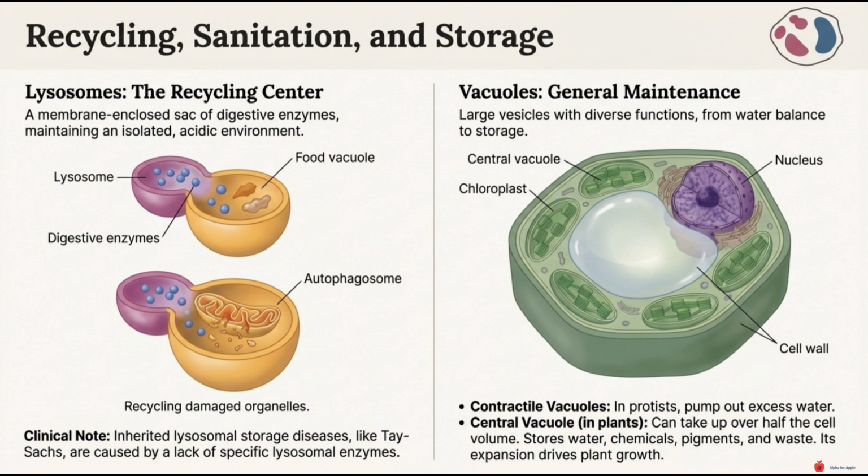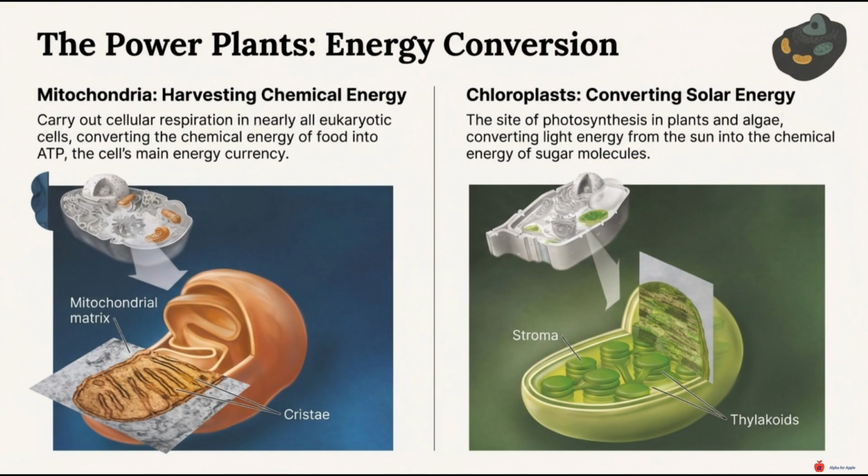In plants, the central vacuole is enormous. It stores water, chemicals, pigments, waste. Its expansion is actually what makes the plant cell grow. So we've covered manufacturing and logistics. Let's talk about the power grid, the energy converters. The power plants of the cell.